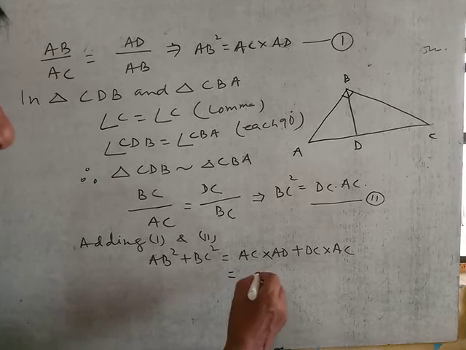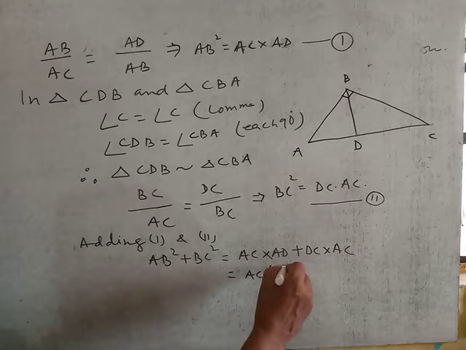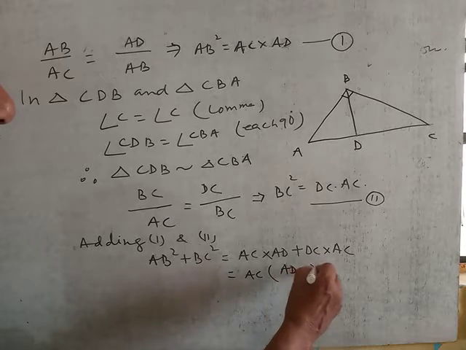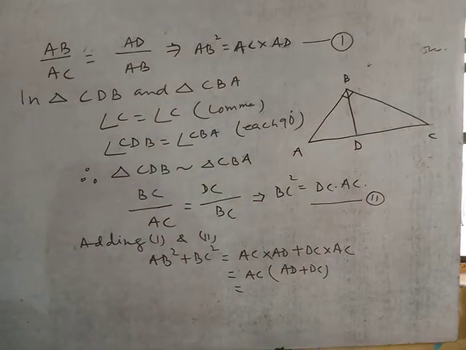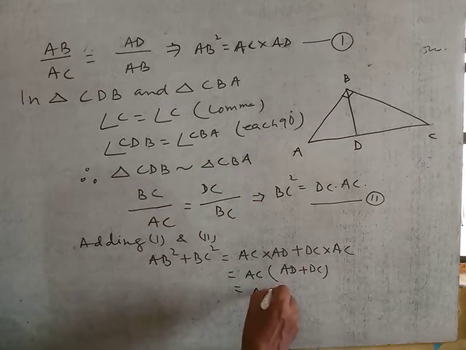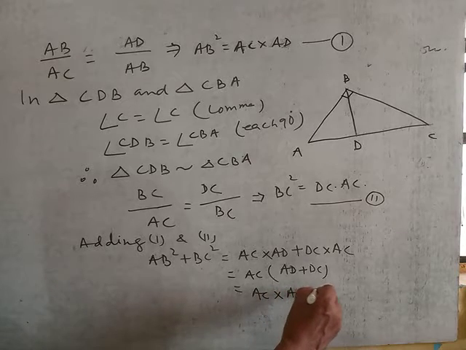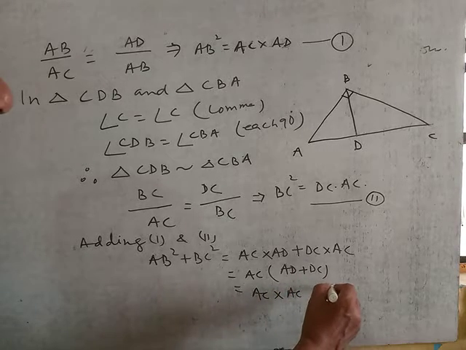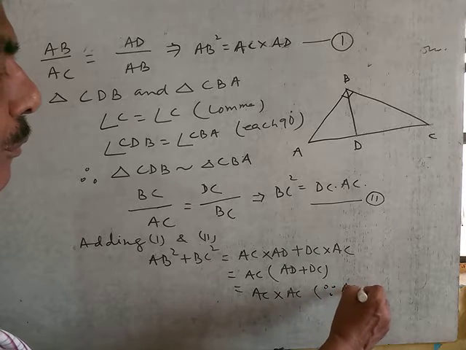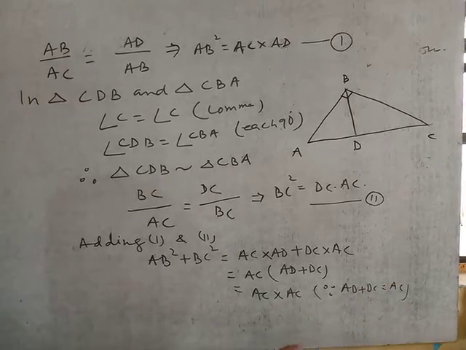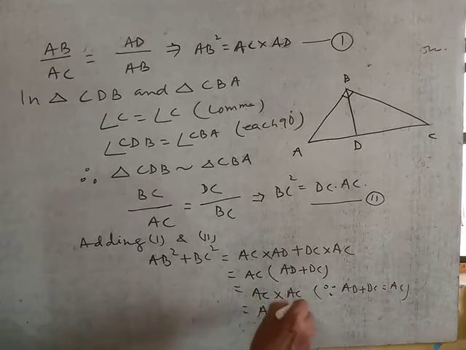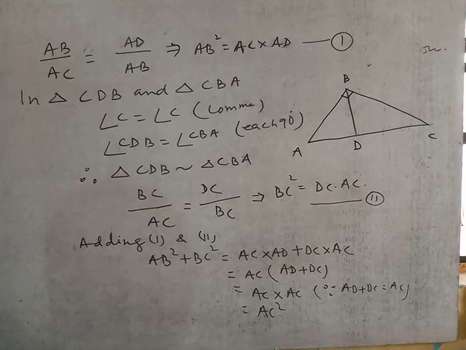So now take the common here. It is AC. What is left here? Left is AD plus DC, and AD plus DC is AC. So AC into AC. Do you know why this AC? Because AD plus DC is equal to AC, that's why. It's clear? And this is equal to AC square, and this we have to prove. So we proved that.